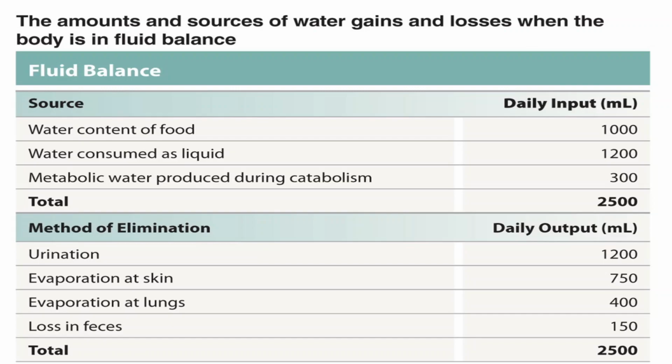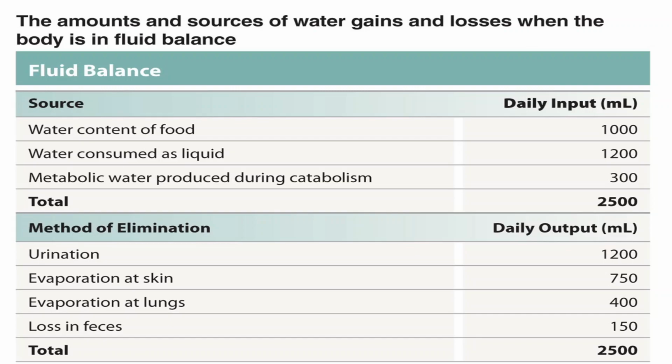Now, in the whole body, the input of fluid would be mainly from the food, and from fluid which is consumed as liquid. Then a certain amount of water is produced in the body during metabolism. Glucose metabolism, for example, results in 6 molecules of water. So that's about the fluid which is added to the body, the input.